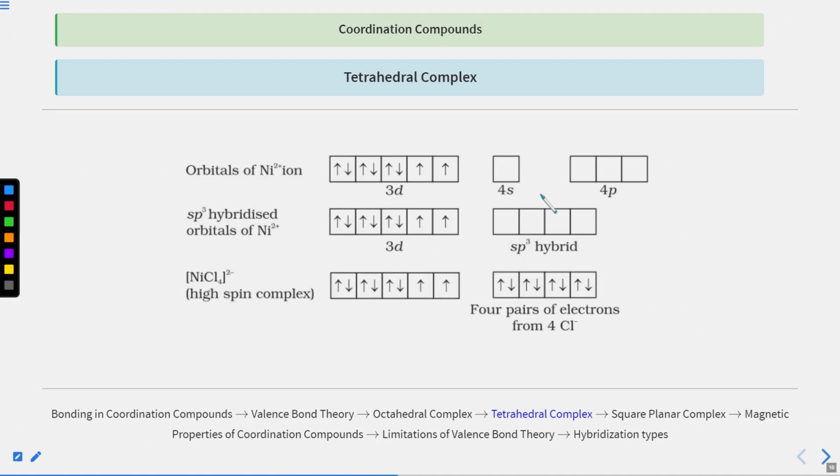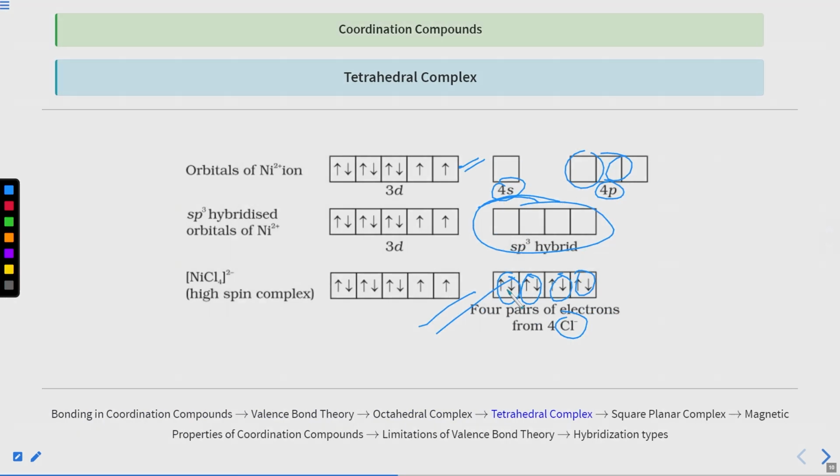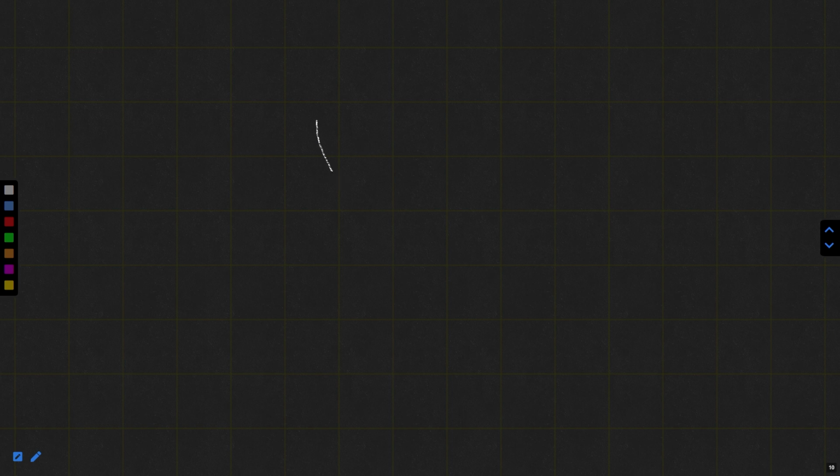As I have told, Ni2+ is this. Now 3 4p and 1 4s will combine to give sp3, and Cl will donate 4 pairs of electrons, and this will complete your bonding and result in tetrahedral. Now if I ask you how a tetrahedral will look, it's simple. Just draw the tetrahedral shape. One here, one here, and this is your tetrahedral shape.